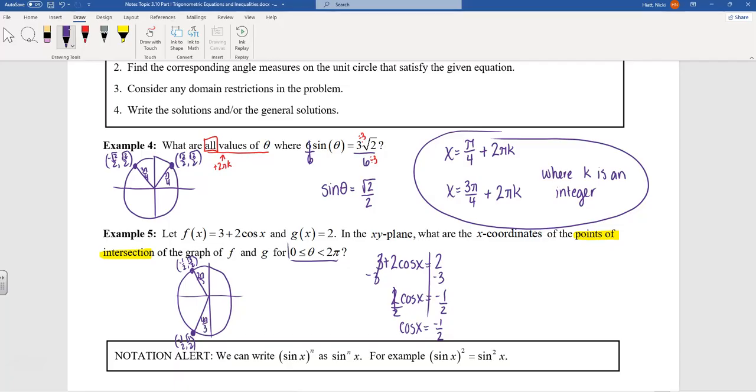Now this one tells you that you're looking from 0 to 2 pi. So you're just looking at unit circle values. Most of the time it's going to be 2 answers. Sometimes it may be more. Occasionally it will be just 1 answer. But you're not going to put the plus 2 pi k. All values tells you you need to put that plus 2 pi k. So we're going to have x equals 2 pi over 3, and x equals 4 pi over 3.